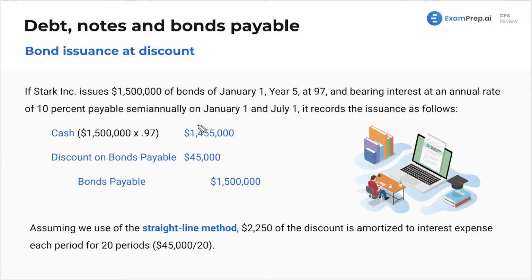I like comparables, right? We can just compare each question. We change one thing, what happens? So at 97, we know it's at a discount because of that. And right away, what am I thinking? Well, the cash we're going to receive, it's 1.5 million times 0.97. And that's going to give us our discount, right? The amount of cash we're actually receiving is only $1,455,000.